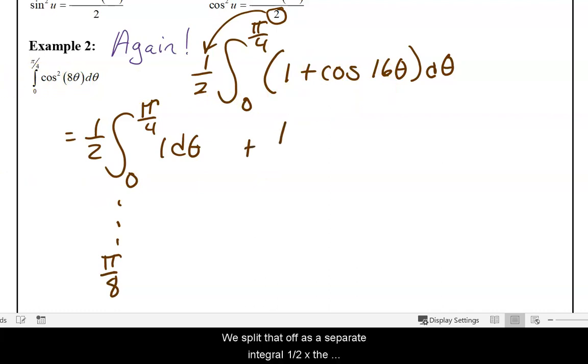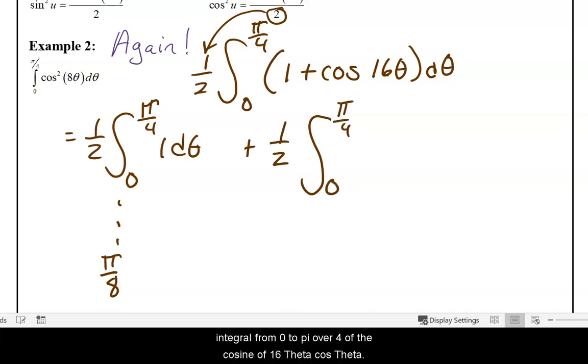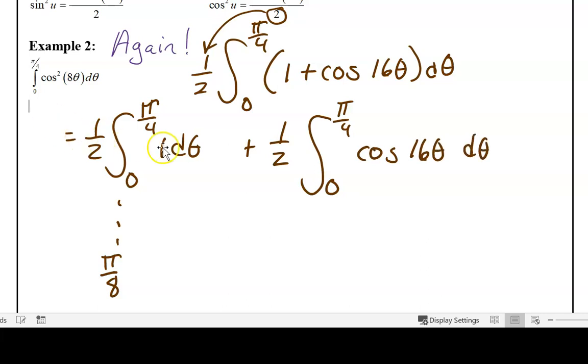We split that off as a separate integral, 1/2 times the integral from 0 to pi over 4 of the cosine of 16 theta d theta. Notice there is supposed to be a slight bit of distance between the integrand and the differential. I've exaggerated it here, but if you look at it in a textbook, you'll notice that the spacing is just ever so slightly larger than it normally is between two characters.